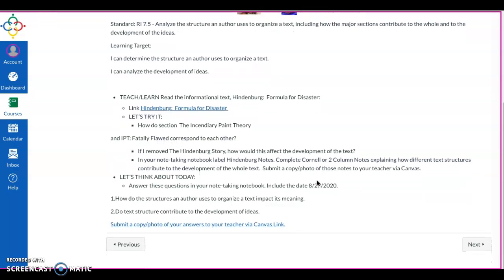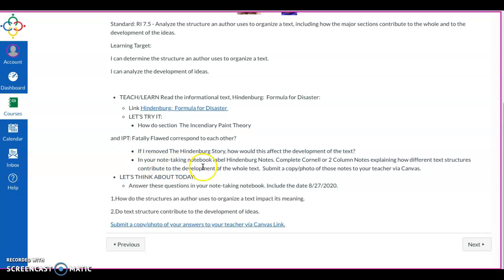Teach, learn. You need to read this informational text, Hindenburg Formula for Disaster. There's the link for it right there. How do sections The Incendiary Paint Theory and IPT Fatally Flawed correspond to each other? So you're going to read those two sections and see if they share a text structure in common, or if they don't, what text structure do they have? If I remove the Hindenburg story, how will this affect the development of the text?